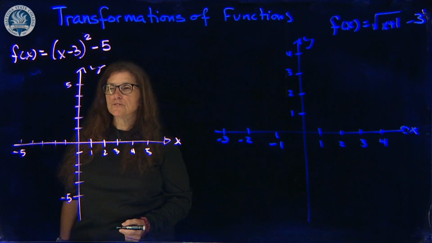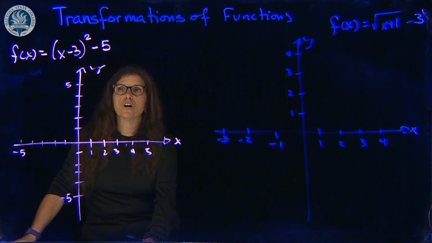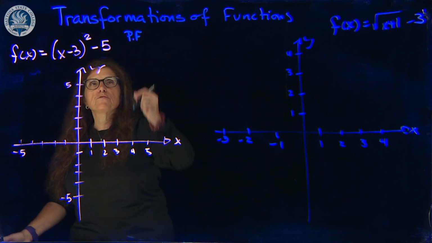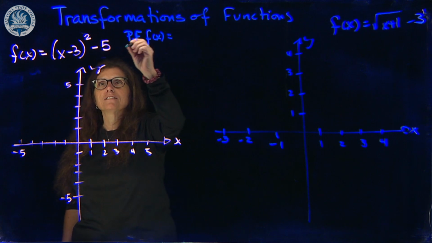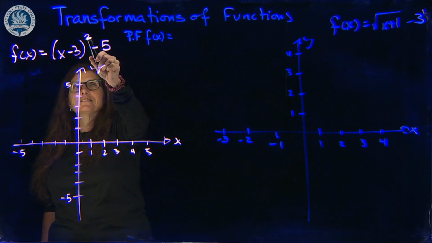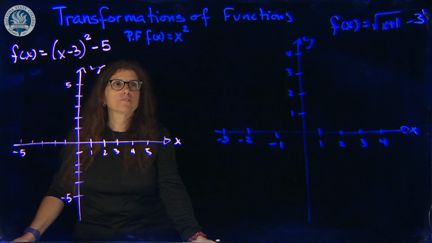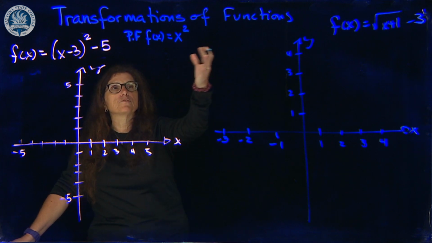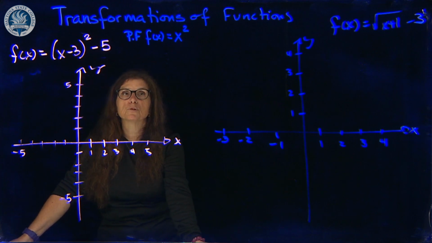Now what I want to do first is make a little sketch or a little dotted line of the parent function. The parent function in this case is f(x) = x². Take a look at the highest exponent, x to the second power. The quadratic, the square function, is one of our family of functions in the library, and x squared is really one of the most important ones.